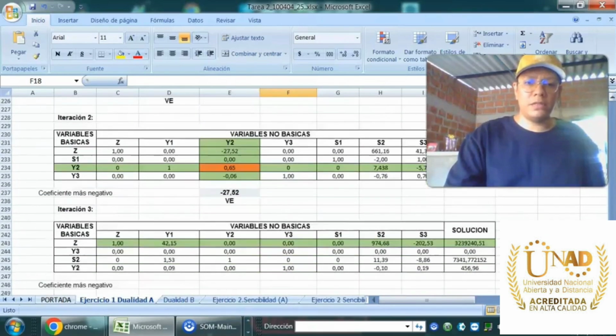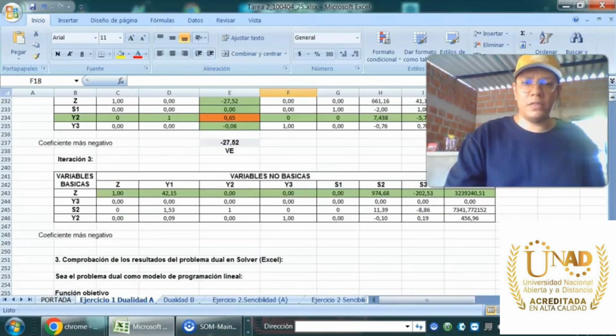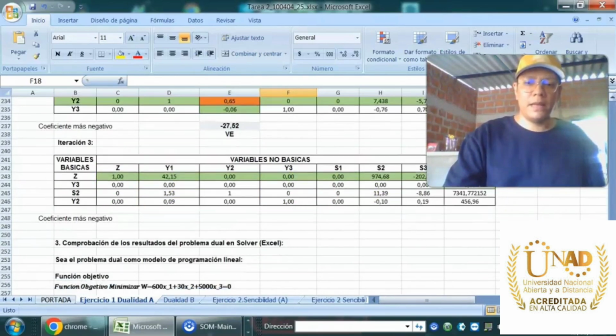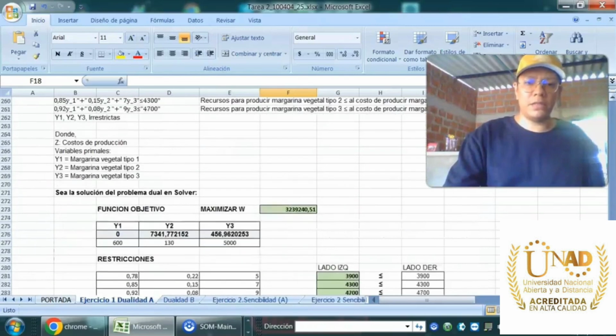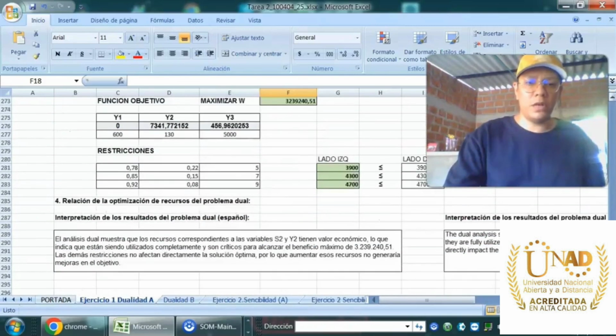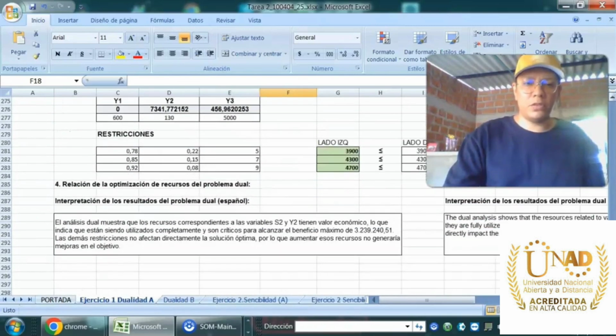And we continue doing this until we analyze and reach the final solution where both sets give us positive results. And afterwards, we carry out this exercise in what we call the solver. And we also make the same determination. In this case, it shows us that the resources corresponding to variables E2 and Y2 have economic value, which indicates that they are being fully utilized and are critical to achieving the maximum benefit, which is their maximum profit.